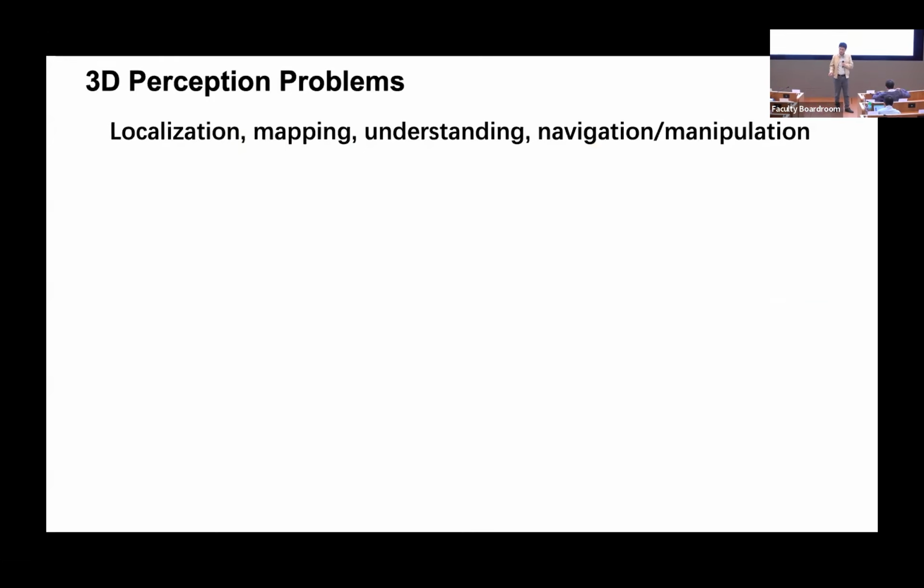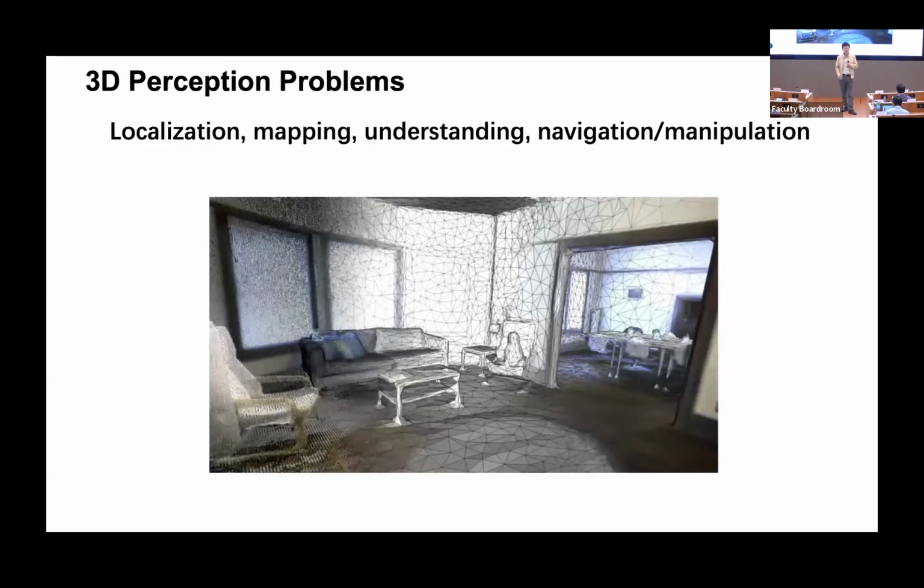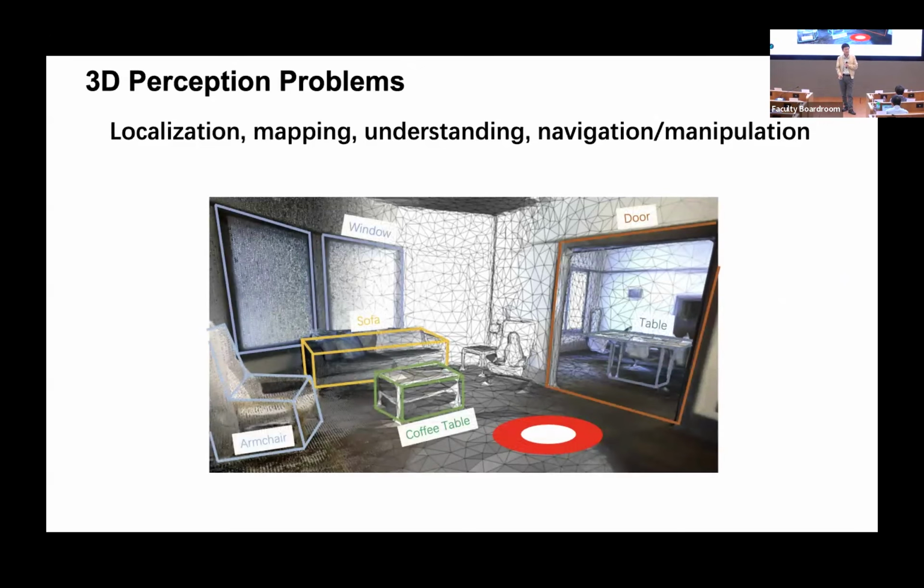In terms of perception, we have a number of classical problems in 3D vision, like mapping, building an environment map for the environment, and localizing your sensor or your robot, and then semantic understanding, localizing all the other objects, and then generating navigation and manipulation plans in the environment. So those are the problems we care about for 3D perception.